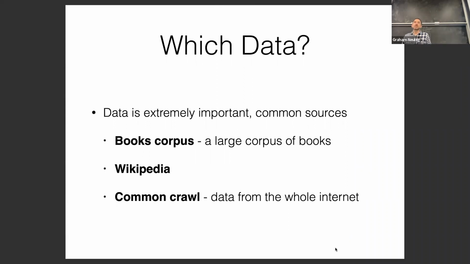Finally, which data? Data is extremely important. Common sources of this include something called the Books Corpus. The reason why I'm mentioning it is that it was used in training BERT and a few of the follow-up models. It's now a little bit out of date and it's not available publicly on the internet anymore, probably because people realized that distributing lots of books is illegal. So instead of this, most of the modern models use things like Wikipedia or the Common Crawl. Wikipedia, everybody knows already. It's also easy to download the text from it. Common Crawl is data from the whole internet, so you can train on a lot of different varieties of text.